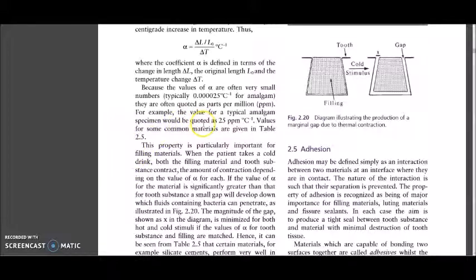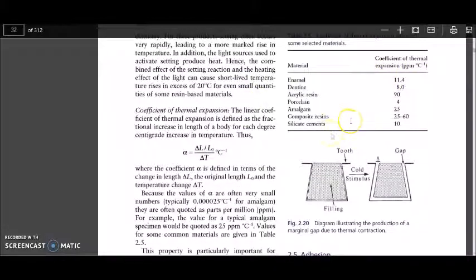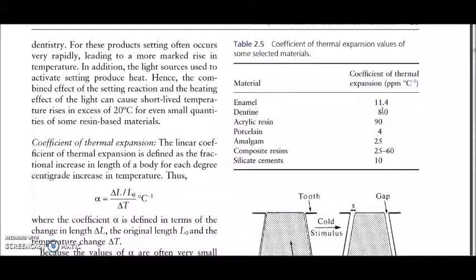Now let's see an example. The value of coefficient of thermal expansion for an amalgam specimen is 25 parts per million. Let's compare this in this table. We can see that enamel has coefficient of thermal expansion of 11.4 and dentine has 8. The silicate cements have coefficient of thermal expansion of 10, which is very much near to the tooth structure. Composites have 25 to 60. Porcelain has 4, which is very low coefficient of thermal expansion. And acrylic resins have a coefficient of thermal expansion of 90.